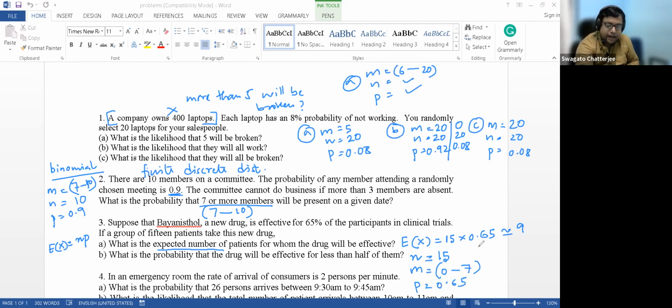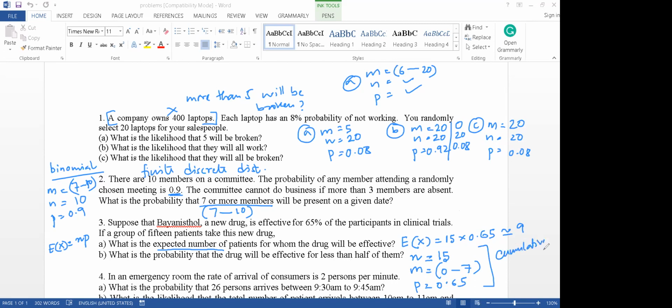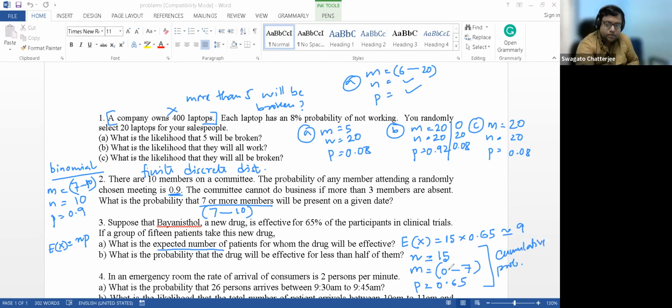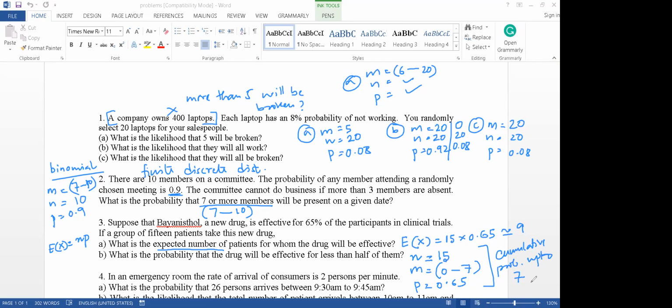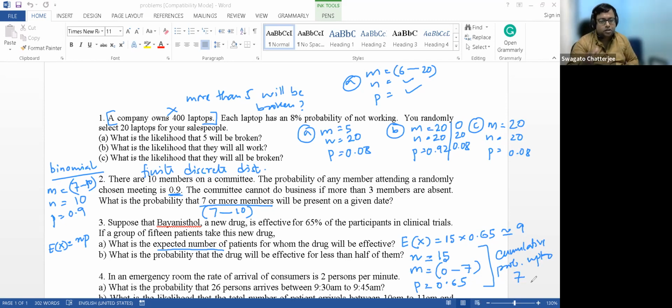So I have to calculate the cumulative probability. That means all the probabilities, 0 plus 1 plus 2, all these probabilities, I will add them up. Cumulative probability up to 7, I will calculate and find out. Now, these calculations can be done with Python very easily, but before you use Python, you have to know what you are doing.